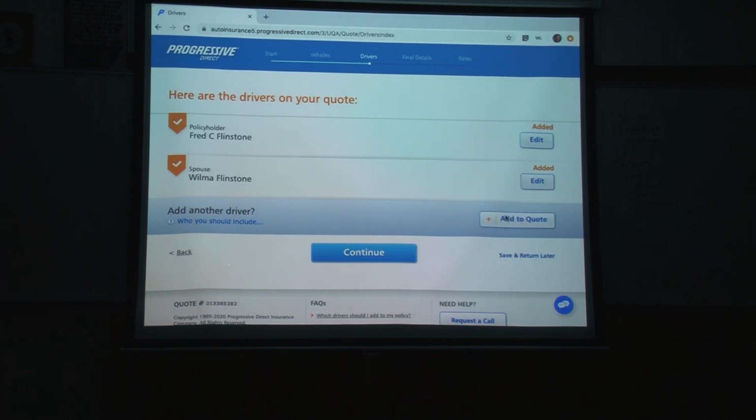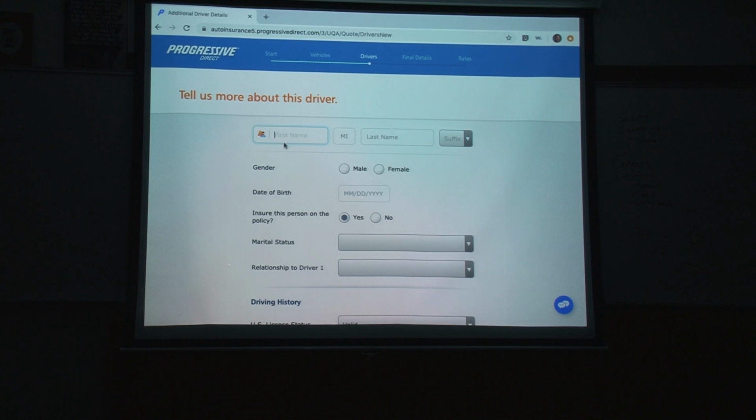So we're going to add another driver to the quote, and we're going to say Bam Bam is the driver, Bam Bam Flintstone. We're going to say Bam Bam was born 01/01/2002, okay? So we're going to put them on the policy. This person is single. This is a child.